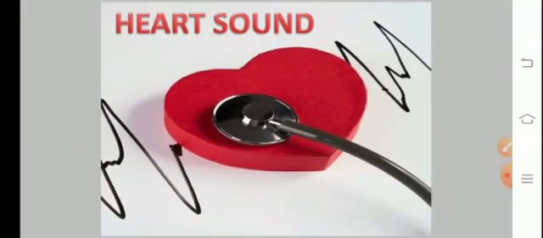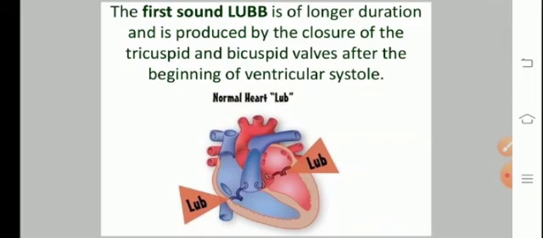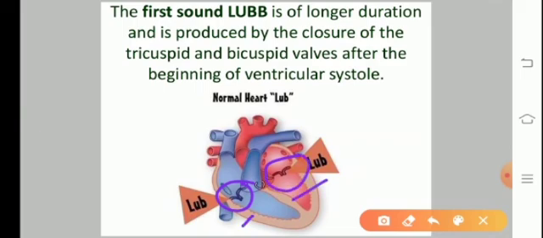Heart sound. The rhythmic closure and opening of the valves causes the sound of the heart. The first sound, lup, is of longer duration and is produced by the closure of the tricuspid valve and bicuspid valve. During the closure of these two valves, the tricuspid and bicuspid valve, this lup sound is produced.